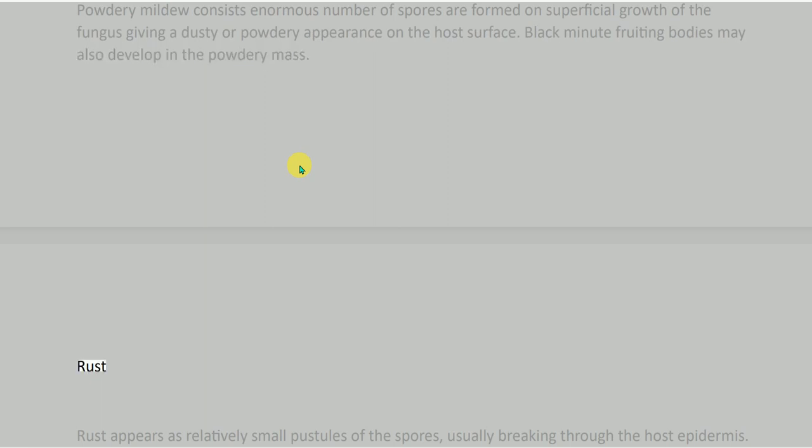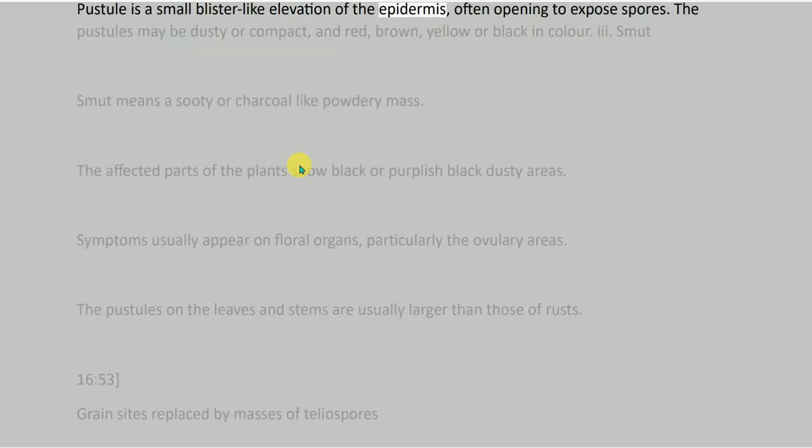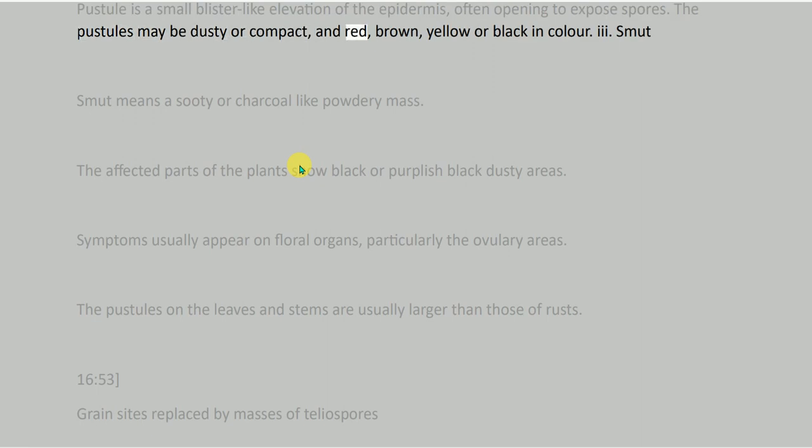2. Rust appears as relatively small pustules of spores, usually breaking through the host epidermis. A pustule is a small blister-like elevation of the epidermis, often opening to expose spores. The pustules may be dusty or compact, and red, brown, yellow or black in color.